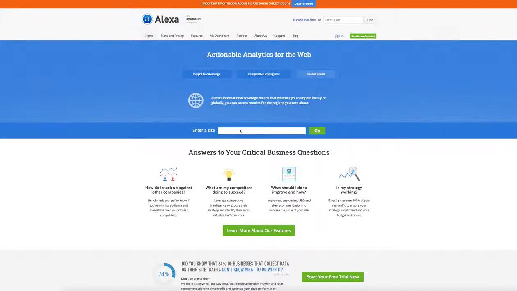Alexa is primarily focused on entering a site and getting a bunch of data on that site. Like I could go here and write CNN.com and get a bunch of data about where the traffic comes from, etc. And that's not what you want to do right now, right? What we want to use Alexa for is to find lists of sites in a given category, specifically blogs, so we can ask them to review our awesome product.